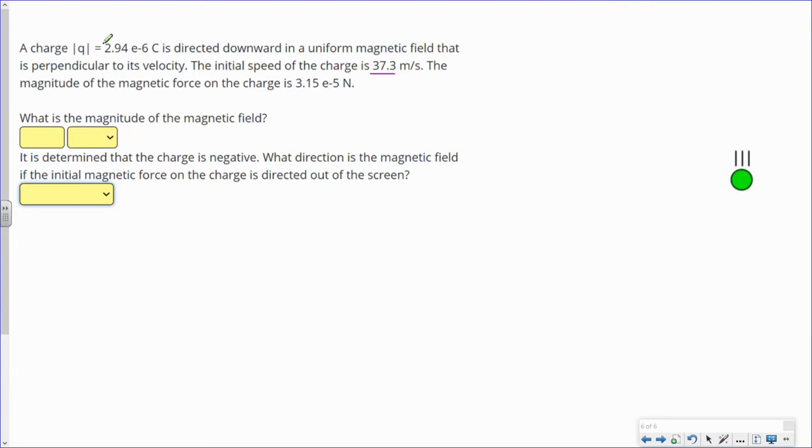A charge of magnitude 2.94 microcoulomb is directed downward in a uniform magnetic field that is perpendicular to its velocity. The initial speed of the charge is 37.3 meters per second. The magnitude of the magnetic force on the charge is 3.15 times 10 to the negative fifth newtons. What is the magnitude of the magnetic field?